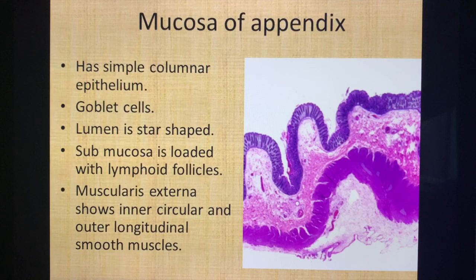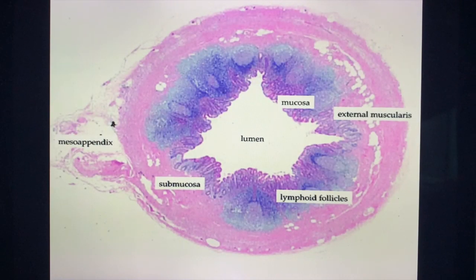Now, what I would like to emphasize on, two things for your exam. One is the simple columnar epithelium. Two is the lymphoid follicles. Now, here is a cross-section, a histologic cross-section of the appendix. This is your lumen. And as mentioned earlier, the lumen is star-shaped. These are your lymphoid follicles. See this? Another lymphoid follicle. Another one. The lymphoid follicles are aggregated surrounding the lumen.